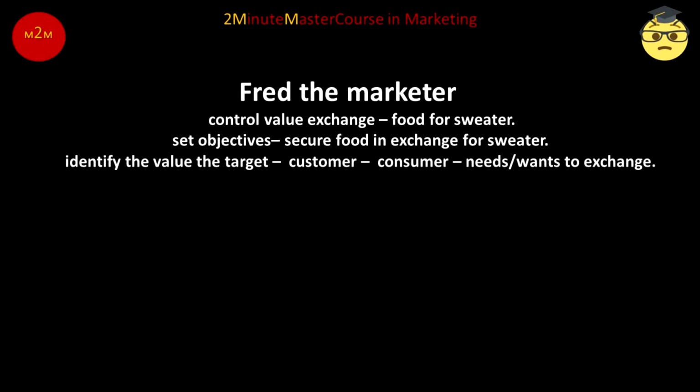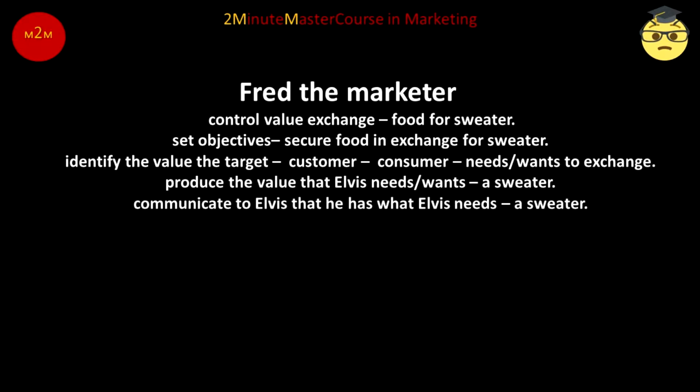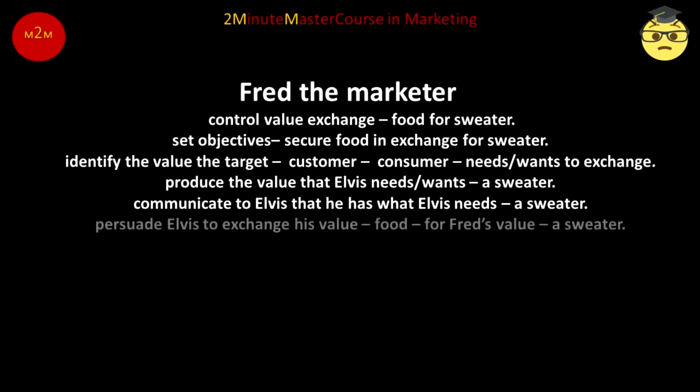He's done so by identifying the value that Elvis, his target, his counterparty, his customer, his consumer, wants to part with, his value, food. He has produced the value that Elvis needs. He's communicated to Elvis that he has what Elvis needs, a sweater. And he has persuaded Elvis to exchange his value, food, for Fred's value, a sweater. And he's done it twice.